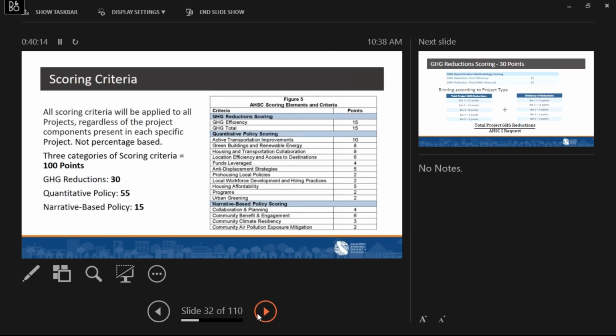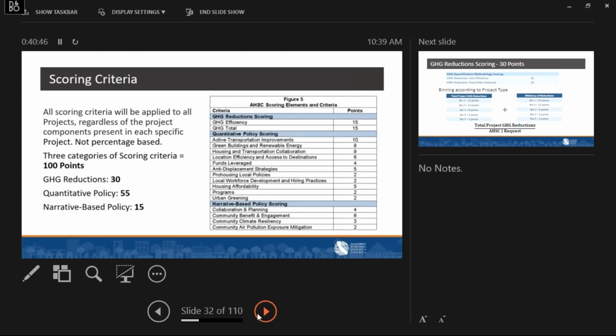So within AHSC, there are 100 points available, and these points are used to award projects on a competitive basis. That breakdown works out into 3 different categories. The first being greenhouse gas reductions as calculated through the AHSC benefit calculator tool, which we'll get into a little bit more detail about later on. We also have 55 points available for quantitative policy scoring, and then 15 points available for narrative-based policy.